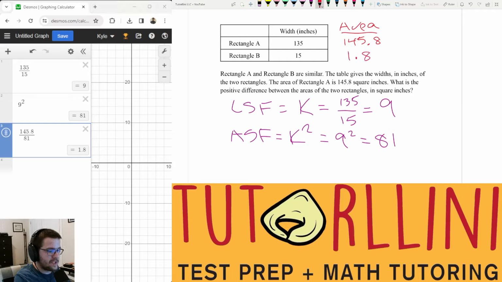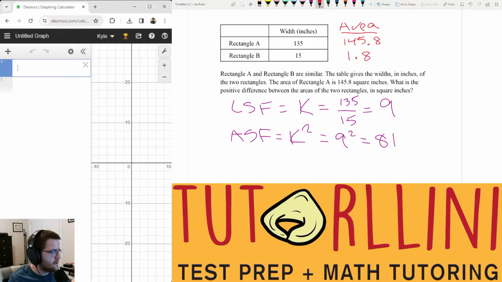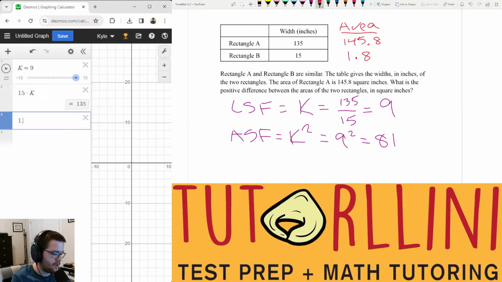We still haven't answered the question yet, guys, so let's first check to make sure we did it right really quick. So if k is 9, 15 times k gives us 135, and then 1.8 times k squared gives us 145.8. So it seems like we did a good job with that.